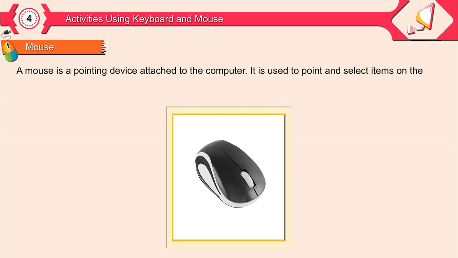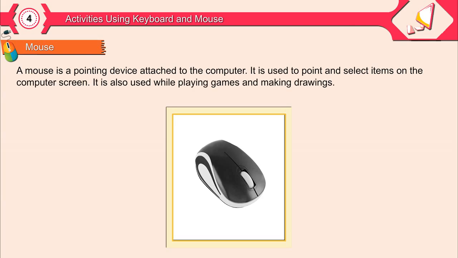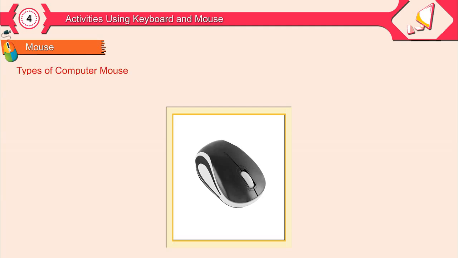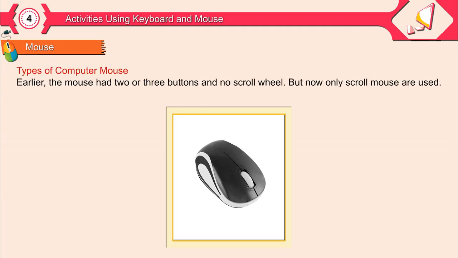Mouse. A mouse is a pointing device attached to the computer. It is used to point and select items on the computer screen. It is also used while playing games and making drawings. Types of computer mouse. Earlier, the mouse had 2 or 3 buttons and no scroll wheel, but now only scroll mouse are used. There are different types of scroll mouse.